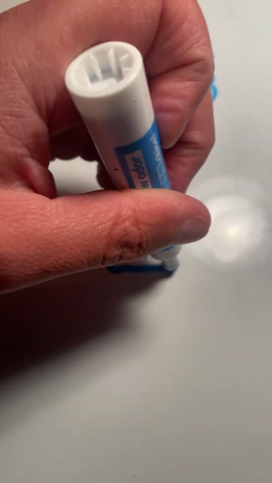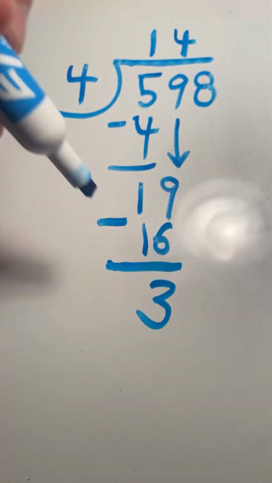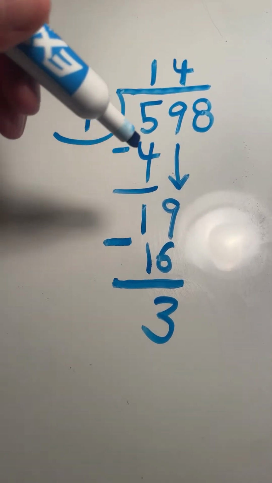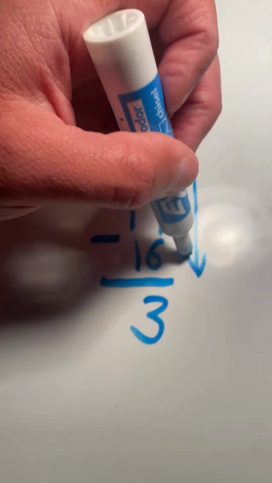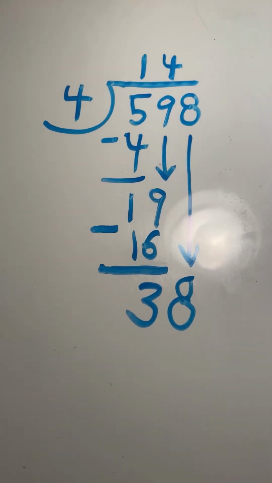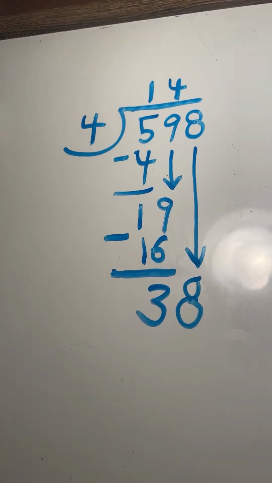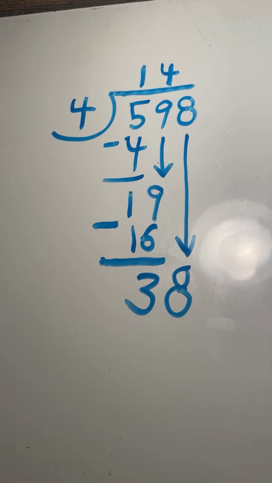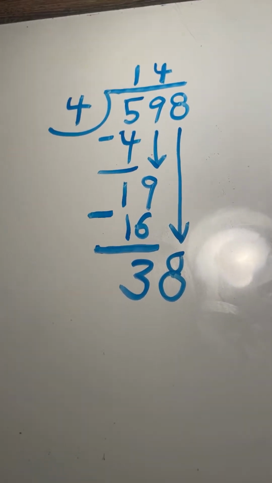19 minus 16 equals 3. So we have a remainder of 3. Next, we bring down the 8. Now we got to figure out how many groups of 4 go into 38.